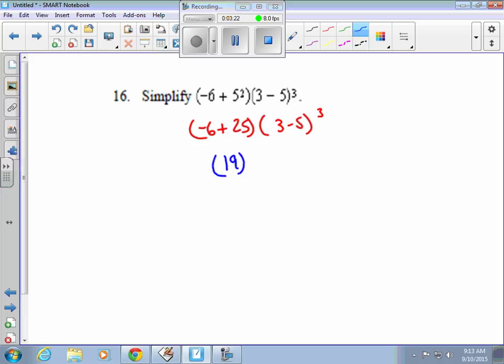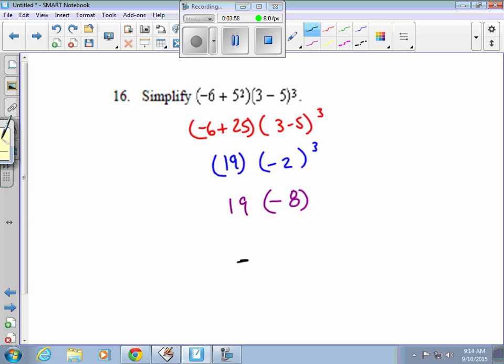You have 3 minus 5, which is going to be negative 2. And that's cubed. Again, before you multiply 19 and negative 2, you need to cube negative 2. That means negative 2 times negative 2 times negative 2. Anytime you have a negative value with an odd exponent like this, it's going to be negative after. Negative 2 times 2 is 4, times 2 is 8. So we're multiplying a negative 8 times 19. So we know it's going to come out to be a negative number at the end.